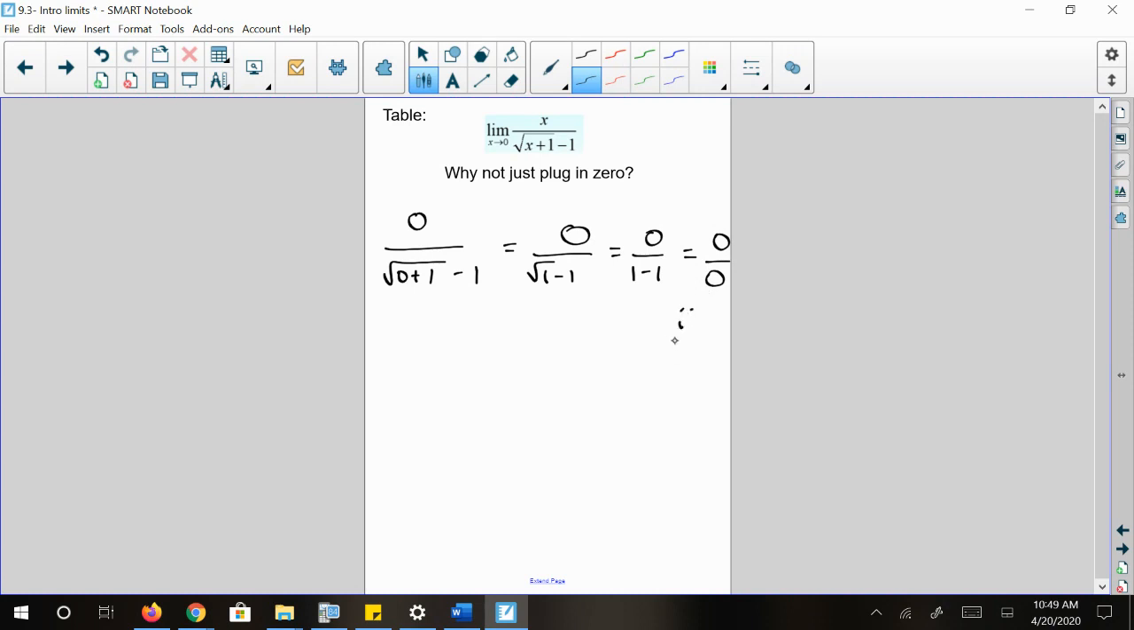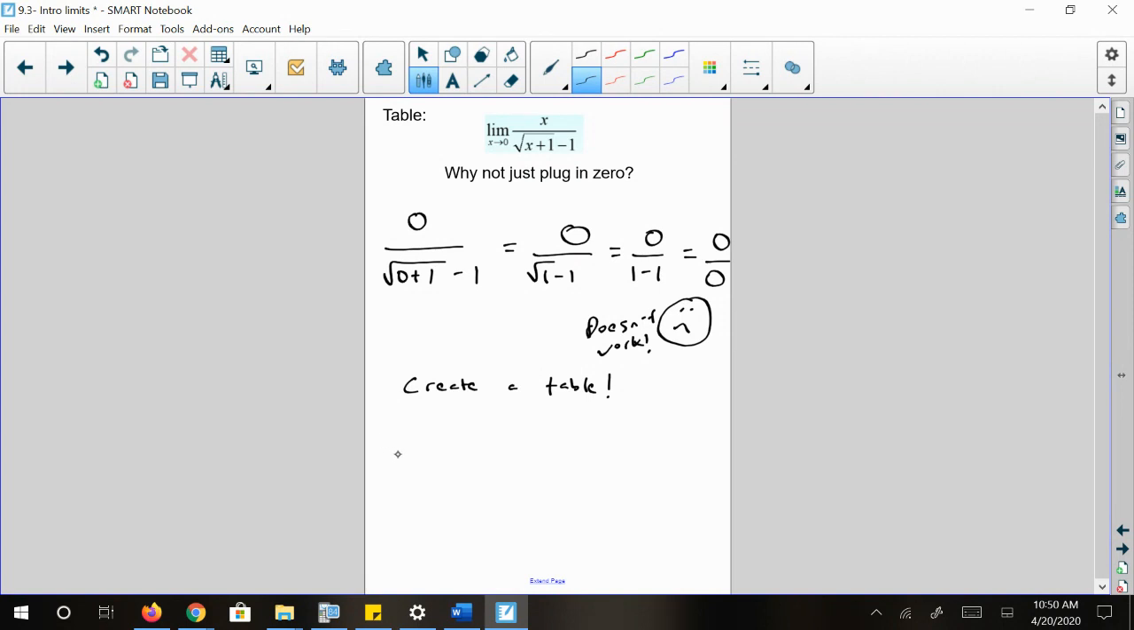Okay, I cannot divide by 0. Therefore, trying to plug in 0 doesn't work. Okay, it doesn't work because I can't divide by 0. So we need another way of doing this that is different than just straight up plugging in the number. Okay, and a way that we can do that is we can create a table. It's not the only way to do this, but for right now, it's the only way that we know. So let's go ahead and try it.